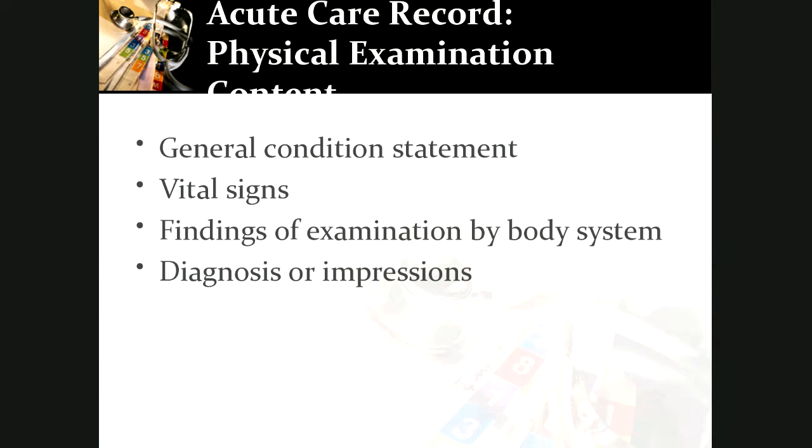Maybe the patient presented with chest pains and the body is clammy, okay? Or abdominal pain and the patient has a high fever, okay? You see where we're getting at with all the documentation. Next slide.